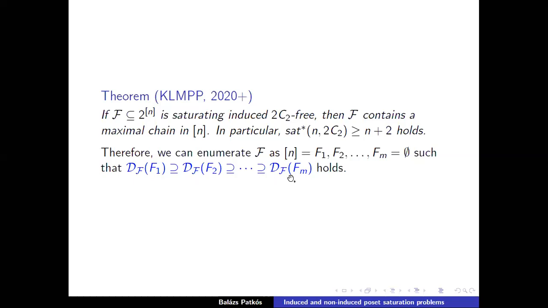And of course, we can assume that the whole ground set and the empty set are added, because they are comparable to all the subsets of the ground set. So they wouldn't help to form an induced copy of 2C2, because in 2C2 we need four elements, and for each of them there are at least two others which are not comparable to it. For the whole ground set and the empty set, that is impossible. So if you want to saturate, then we have to add them. Okay.